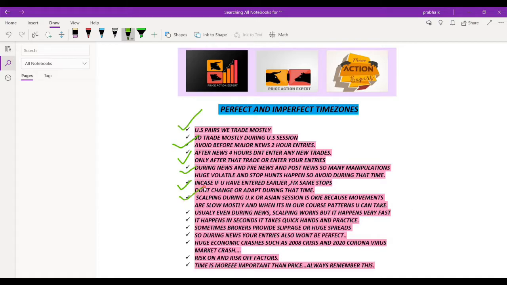Okay, scalping during the UK or Asian session is okay because movements are mostly slow, and when it's in our course pattern, you can take it. Always follow the course pattern. It's very much important.